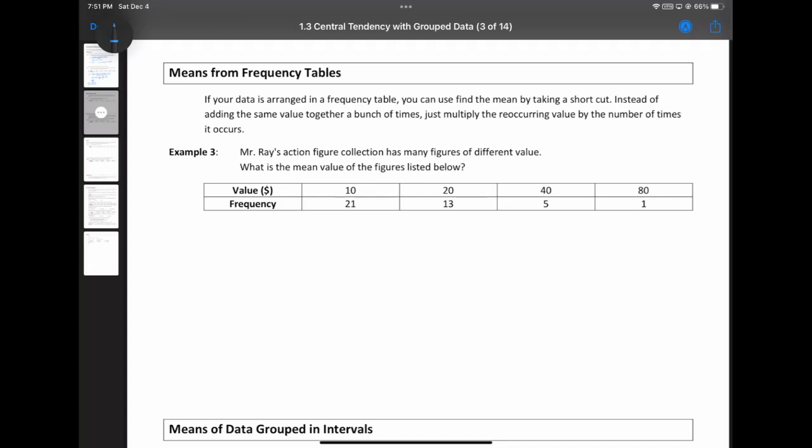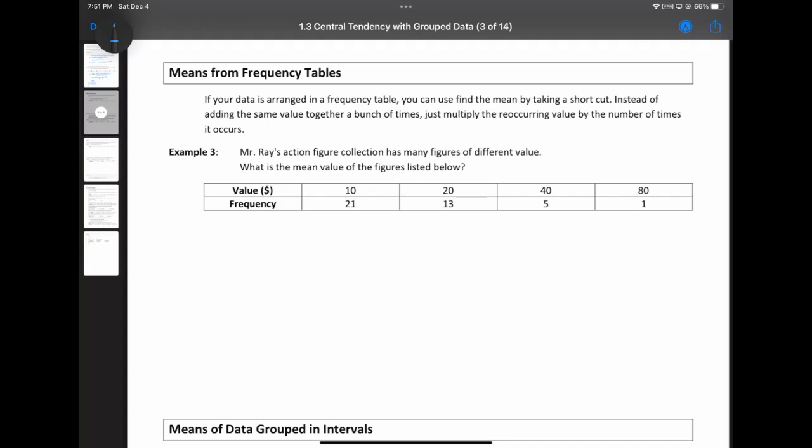So I have 21 figures worth $10 each. I have 13 figures worth $20 each, 5 figures worth $40 each, and 1 figure worth $80. So could I figure out what the mean of this is? Did I say median before? I don't even know what I'm saying these days.